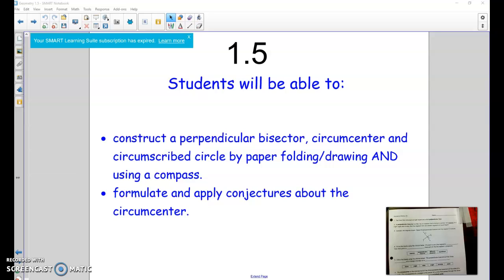We've been focused on angle bisectors the last couple of lessons, so we're kind of switching gears in a way and talking about the other type of bisector. We talked about on lesson 1 that there were 2 main types of bisectors, angle bisectors and perpendicular bisectors. So today we're going to be focused on perpendicular bisectors. We're going to be forming what's called the circumcenter. We're going to construct the circumscribed circle, and we're going to be talking about some conjectures that we can form from the circumcenter.